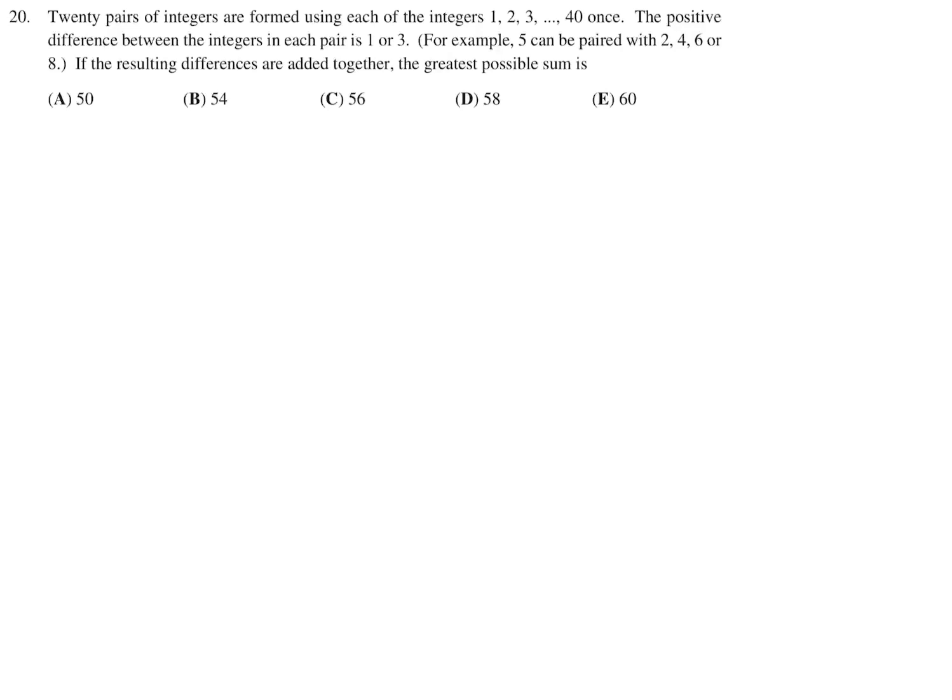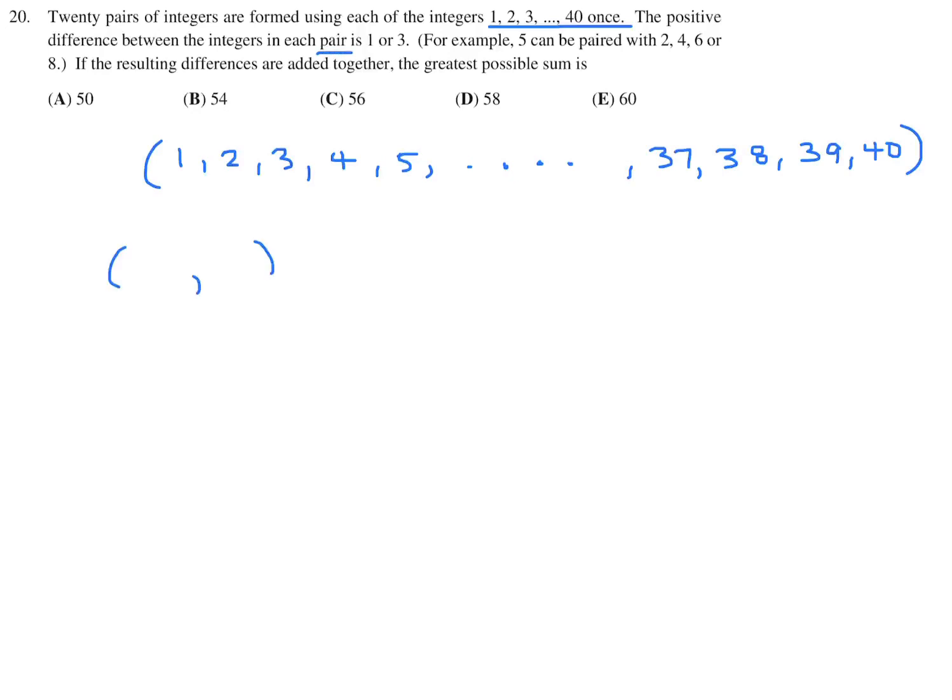So first, let's understand this question. We have been given a set of integers: 1, 2, 3, 4, 5, all the way up to 37, 38, 39, 40. And from these integers, we have to create pairs. So we have to create pairs like this. And we have to create pairs such that the difference between the two integers is either 1 or 3.